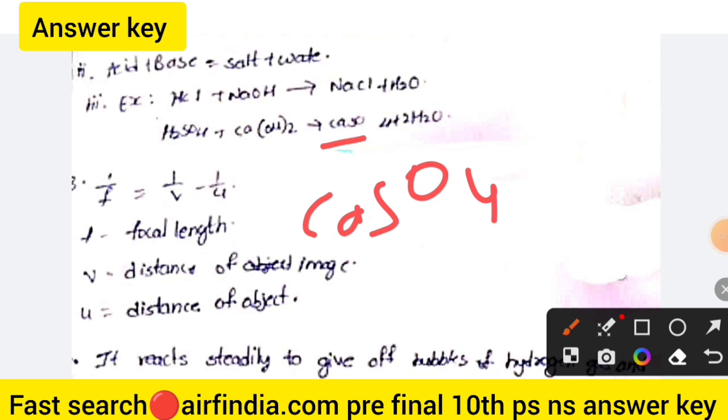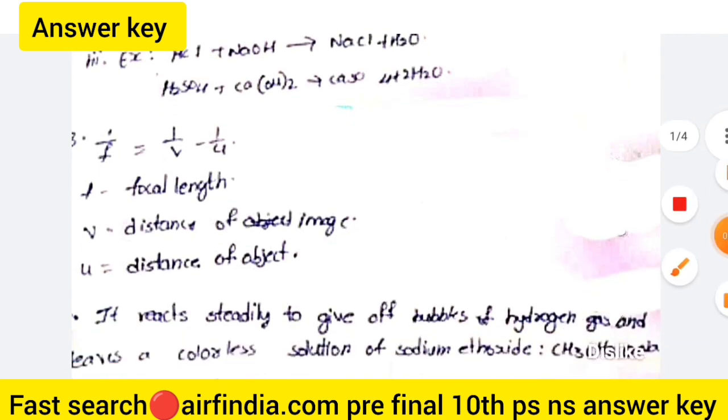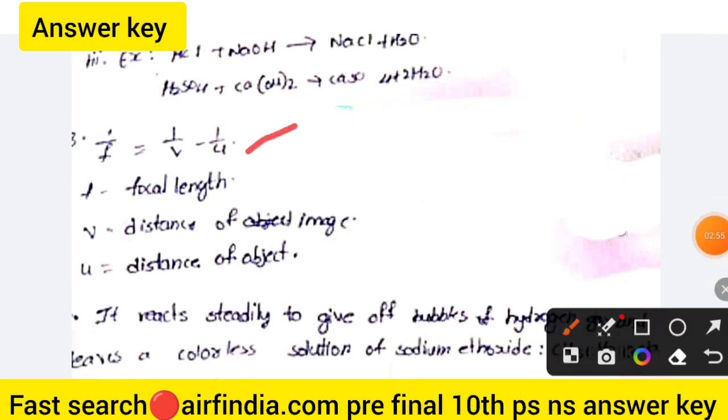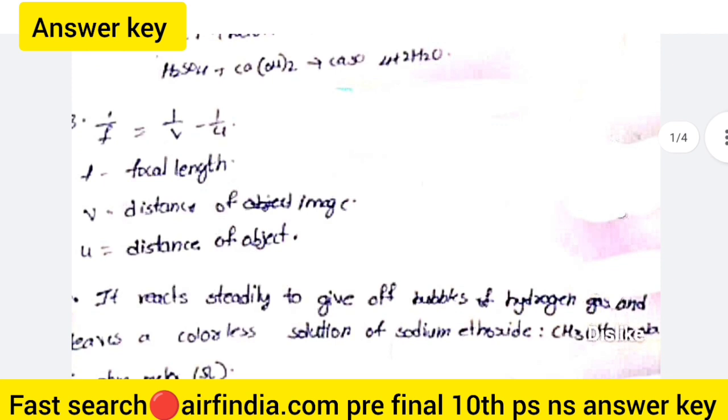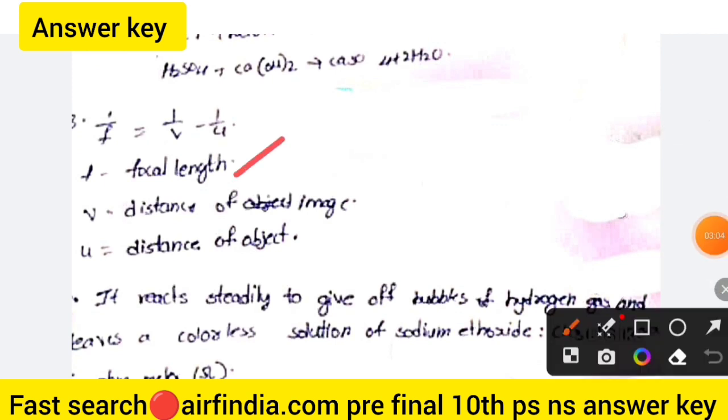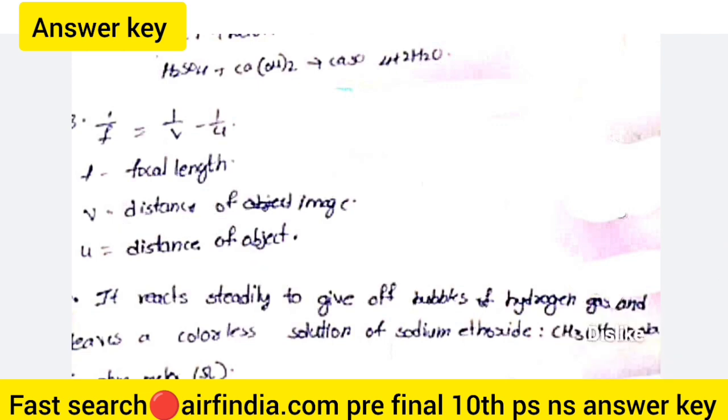Okay, so the third answer is a formula. The lens formula is 1 upon F is equal to 1 upon V minus 1 upon U. It's your right formula, where F is focal length, V is distance of image, U is distance of object. Okay, this is your answer.